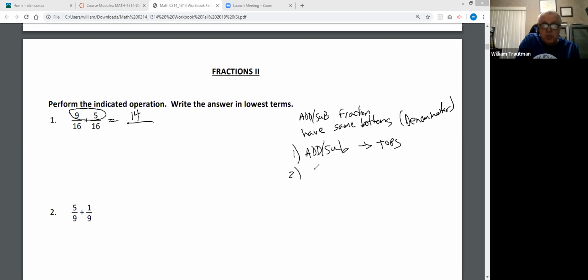Step 2, don't touch my bottom. Leave it alone. Leave it 16. The bottom is 16 for each one. If you have the same bottoms, don't touch it. Leave it there. And anybody tell me the last step?